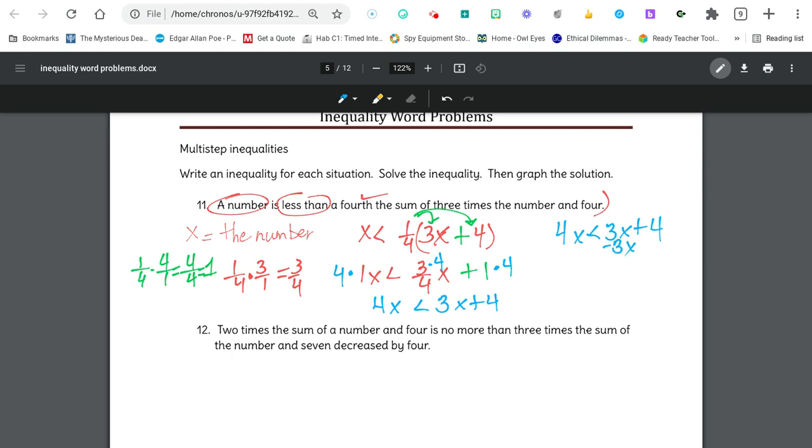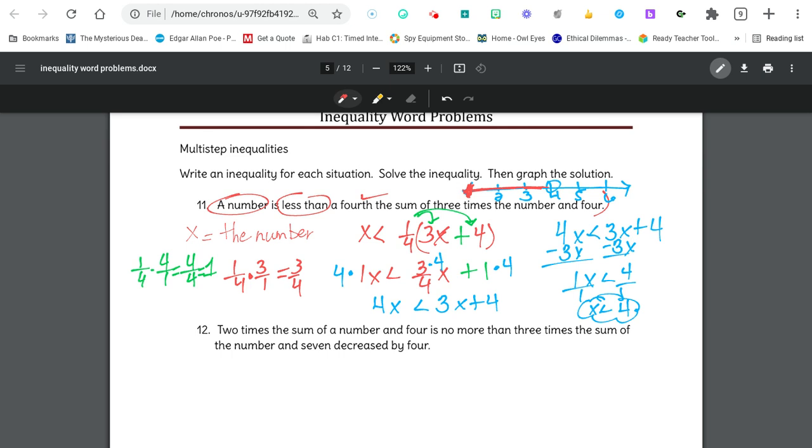So I'm going to subtract 3x from both sides. You could have kept the fraction. I can show you how to do that too. You're going to end up with 1x less than 4. And even when you divide both sides by 1, you get x less than 4. All right, so the solution to this is any number that is less than 4. And then to graph it, open circle, and then you just shade to the left. So you have several solutions. Any number that's less than 4 will work, okay?